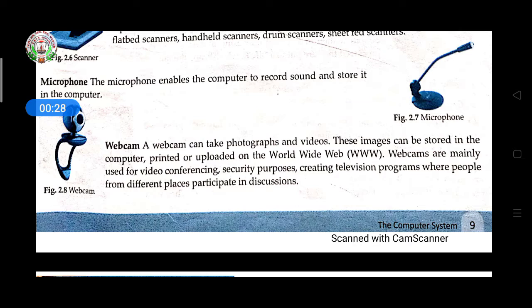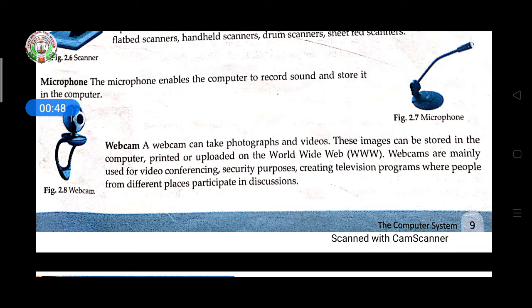Coming to the webcam. A webcam can take photographs and videos. These images can be stored in the computer, printed and uploaded on the World Wide Web. Webcams are mainly used for video conferencing, security purposes, and creating television programs where people from different places participate in discussion.